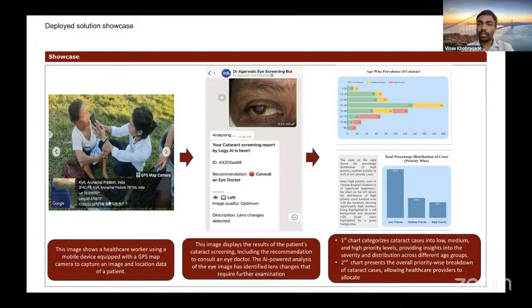High risk, medium risk, and low risk. Low risk is probably they're just getting an early version of cataract, not to worry too much. But the high risk people are probably going to not be able to see in some time. So they need to get this surgery done, right? This was done in northeast of India.